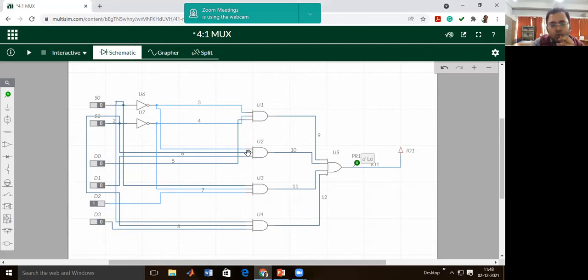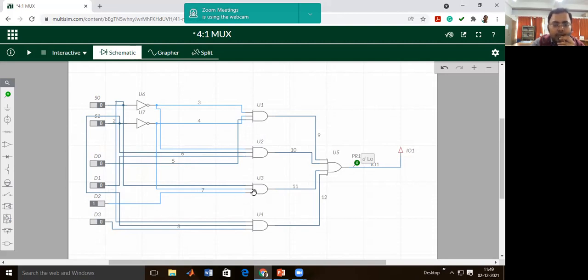Similarly, for the U2, the number 1 input is connected with S0 bar. You can observe here, number 2 input is connected via line number 6 with S1, and the third input is connected via D1. So the equation for this next AND gate is equal to S0 bar S1 D1.